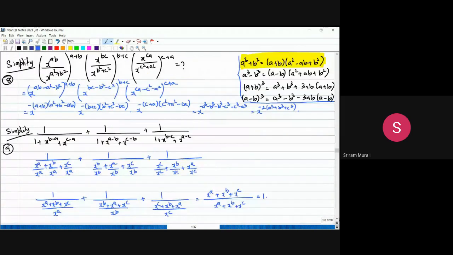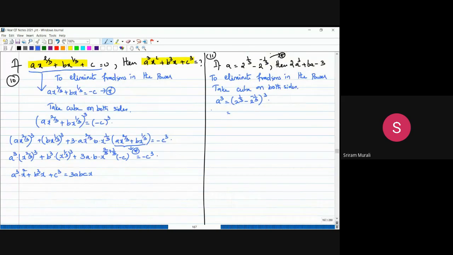What is the formula for a minus b the whole cube? A cube minus b cube minus 3ab into a minus b. So this is equal to a cube, that is 2 power 1 by 3 the whole power 3, minus b cube, minus 3ab into a minus b.